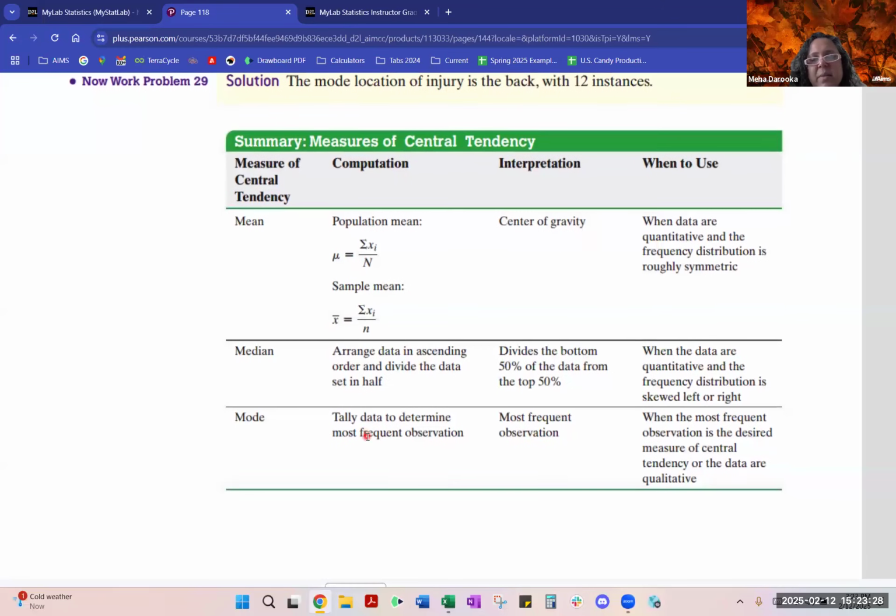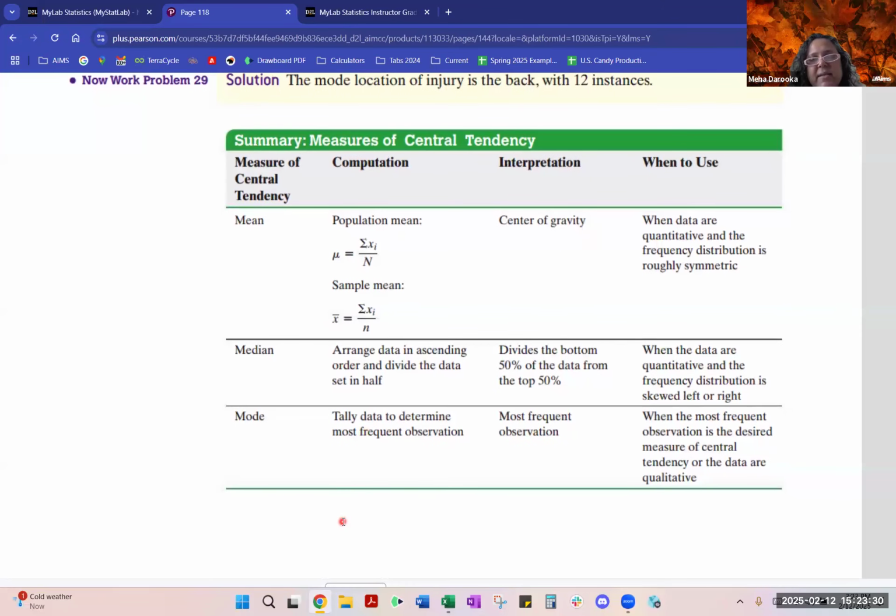So you can see a quick summary of how we calculate the mean, median, and mode based on population and sample. The mean is calculated differently for population and sample. Median is going to be the same, doesn't matter if you're doing population or sample, and same thing for mode, it's going to be the same.